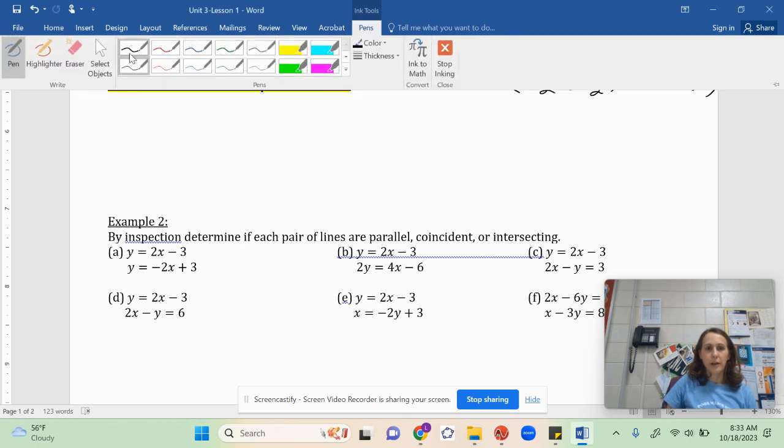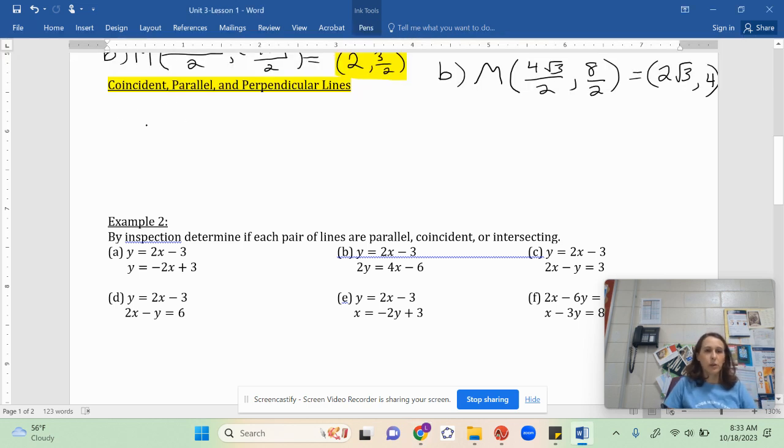Next, we're going to look at relationships between lines: coincident, parallel, or perpendicular lines.